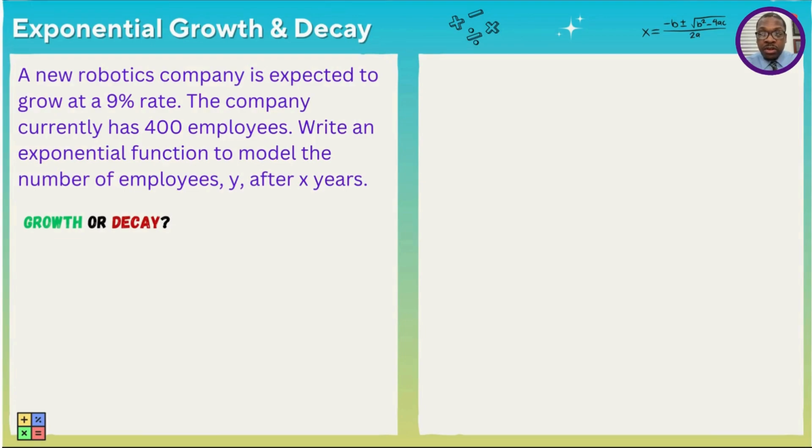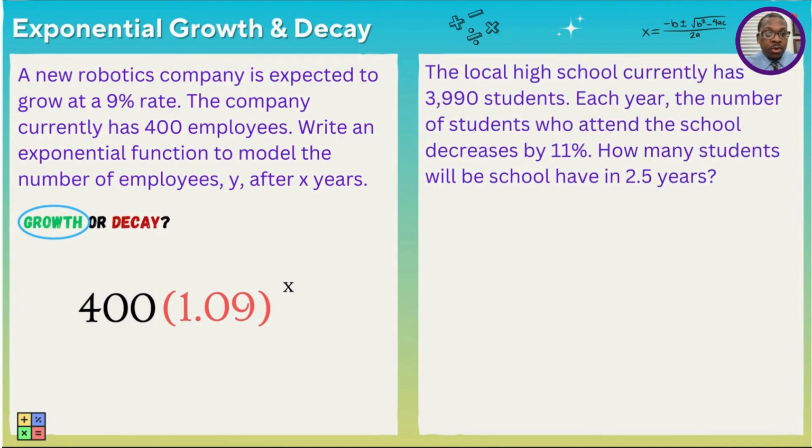And would this be considered a growth or decay? Well, clearly it's a growth because it said it grew at a 9% rate. All right, so how much did we start with? That's the first thing you write down. We started with 400 employees. Now, the growth rate. If you start at 100 and it grew 9%, that would be 109%. But as a decimal, that would be 1.09. And it didn't give us any time, so we would just leave it to the x power. Done. You are an expert at this point. All right, let's do one more, and then we're done.